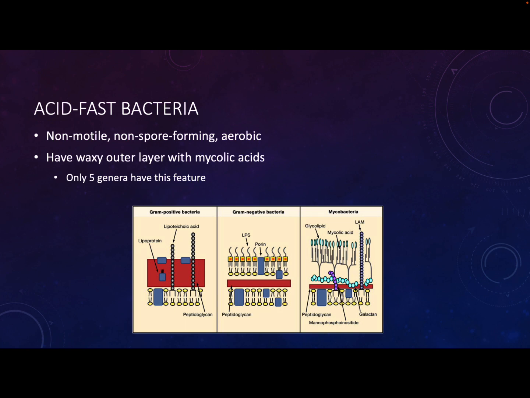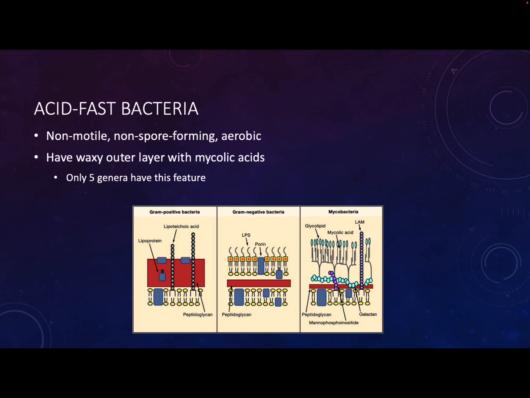As far as we know, there are only 5 genera that belong to this group of being acid fast. 2 are more important causes of human disease. They also are non-motile, they're non-spore forming, and they're aerobic.